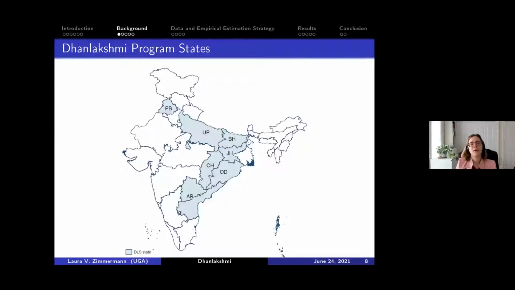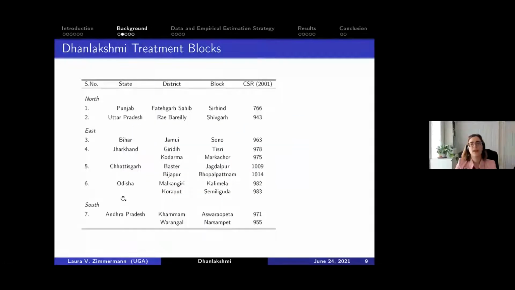So let me tell you a bit more about this pilot program and how and where it was implemented. So 7 states received treatment areas. And in those 7 states, 11 blocks were picked to receive the program. So in India, administratively, you have the state, then the district, and then the block level. And so this would mean that a tiny portion potentially of an overall district would be receiving the program, whereas the rest of the state would not. Now, out of these 11 treatment areas, we'll actually be focusing just on this first one, so the district of Fatehgarh Sahib and its treatment block, Sirhind.